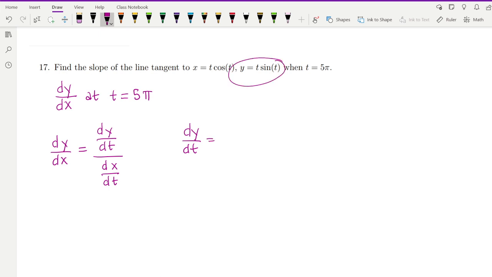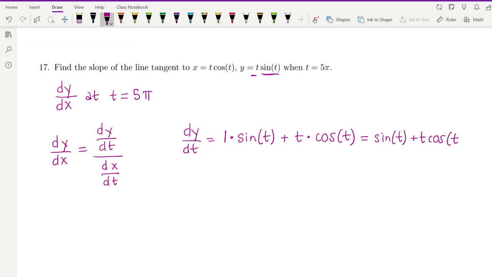So dy/dt, we're taking the derivative of t times sine of t, so we need to use the product rule. Product rule says take the derivative of the first thing first, so the derivative of t is 1. So we have 1 times sine of t. And then to that we add the derivative of the second thing times the first thing. So it's just going to be t times the derivative of sine, which is cosine. So this simplifies to just sine of t plus t cosine of t.